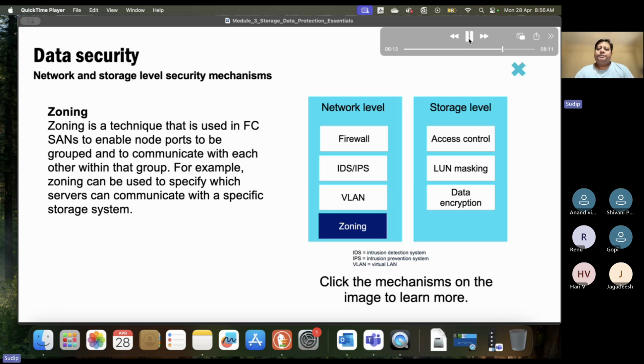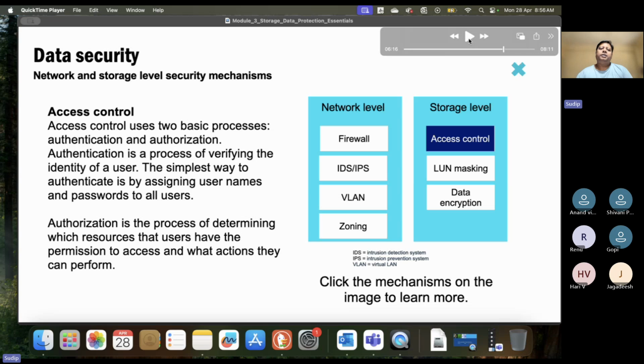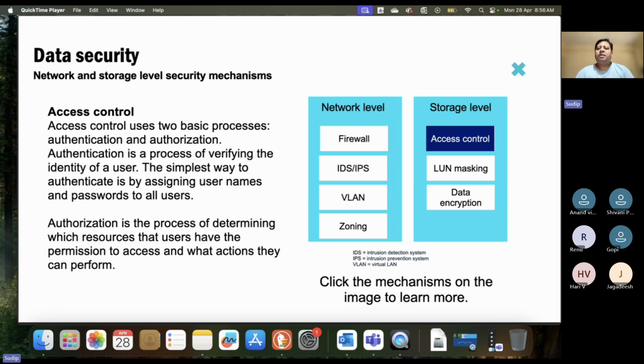Moving forward, we talk about access control. Now what is access control? When we are talking about access control, we are introducing two new terms. What are these two new terms? One is authentication and second one is authorization. Authentication and authorization, both are separate things.